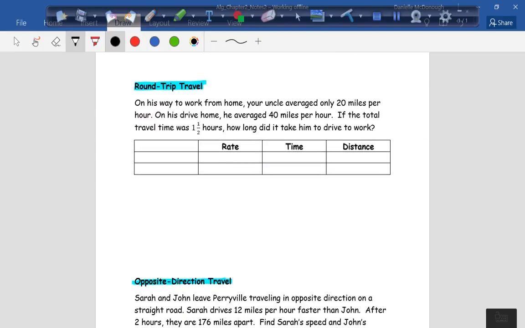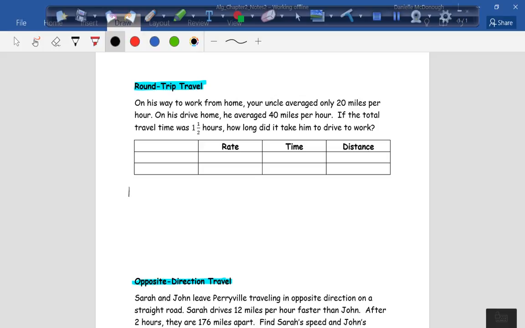So let's look at another one. This is an example of a round trip travel. So that means that somebody left for work and then came home. So it says on his way to work from home, your uncle averaged only 20 miles per hour. On his drive home, he averaged 40 miles per hour. If the total travel time was 1.5 hours, how long did it take him to drive to work?